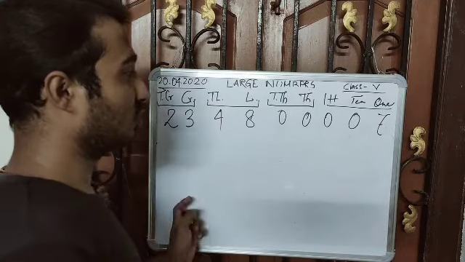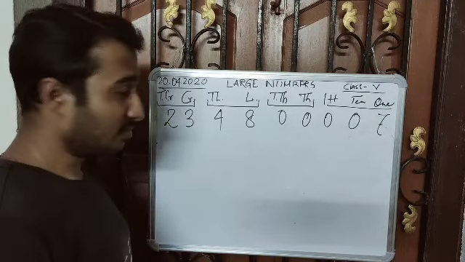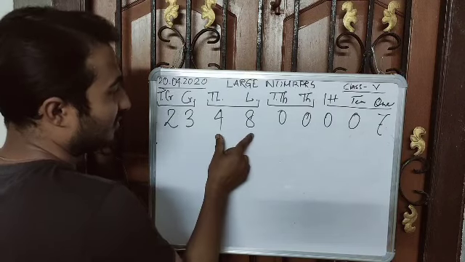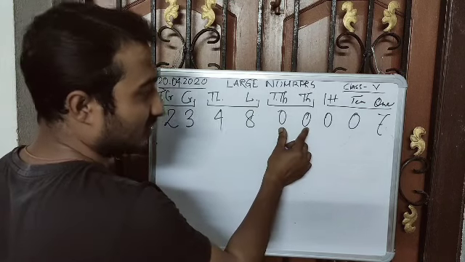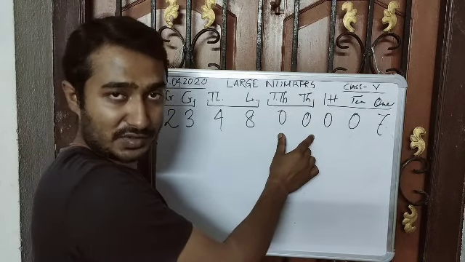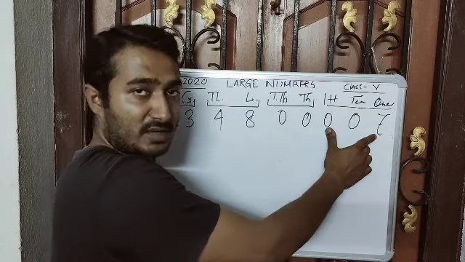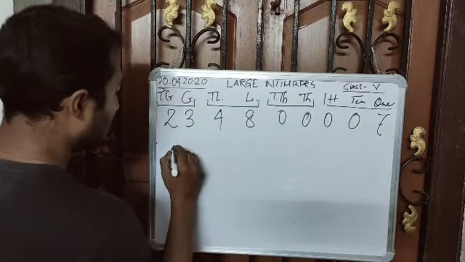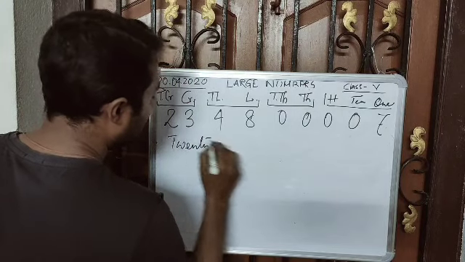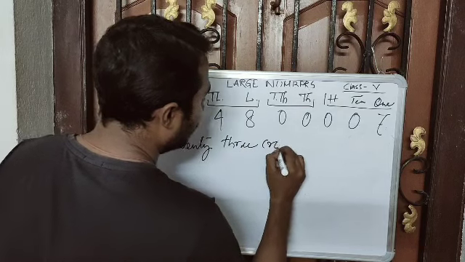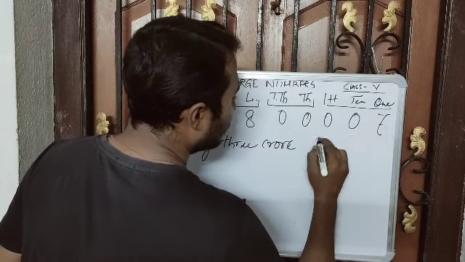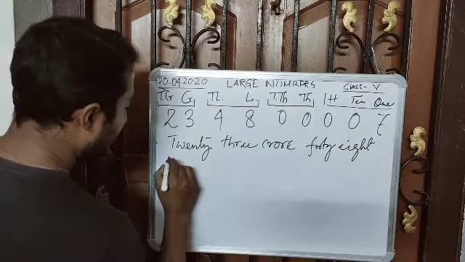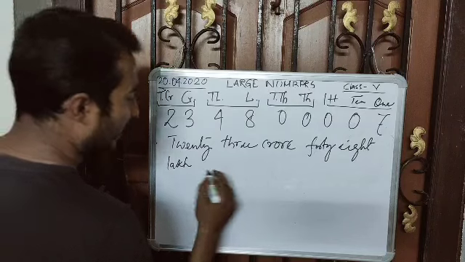Like if the number is asked to write in words, what is the number? Very easy to say. 23 crore 48 lakh 00,000, so no need to write 00, and 007, here also no need to write 00, we easily can write 7. So it is 23 crore 48 lakh and 7.